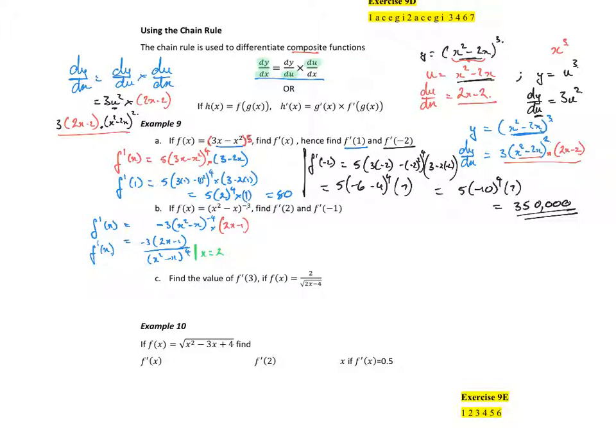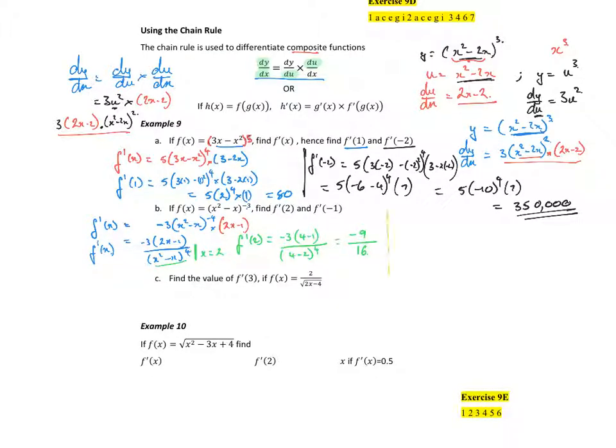I get f dashed of 2 is equal to negative 3 times 2, times 2 is 4, so 4 minus 1 over 2 squared is 4, minus 2 to the power of 4, which is equal to 4 minus 1 is 3, negative 9 over 4 minus 2 is 2, 2 to the 4 is 16. So negative 9 on 16. It's much easier to evaluate that negative index by bringing it into the denominator.